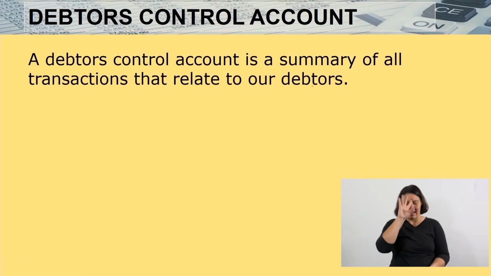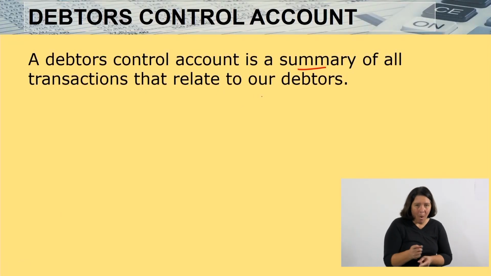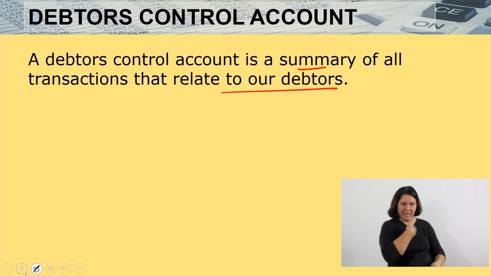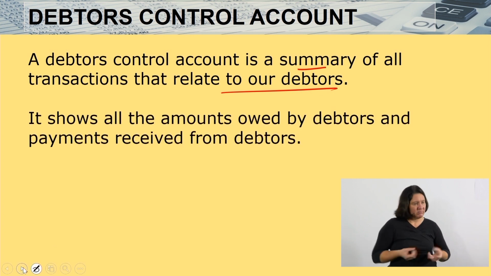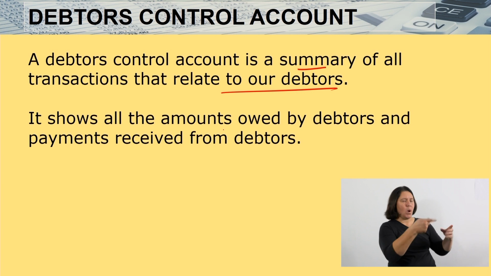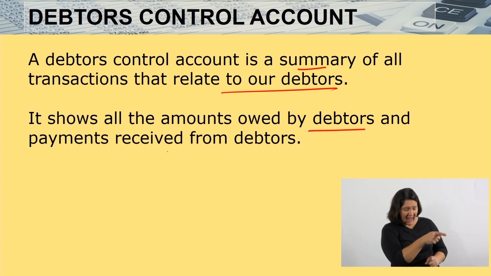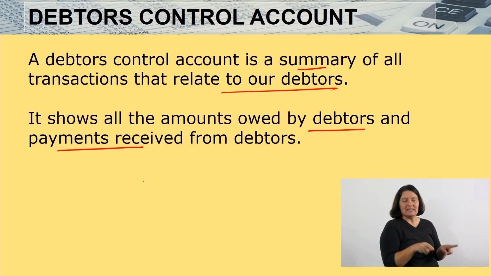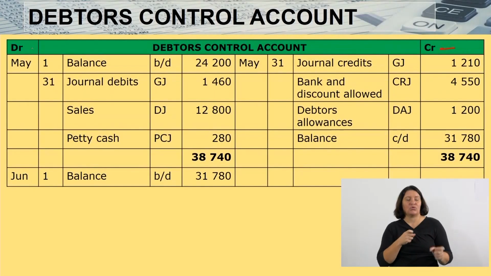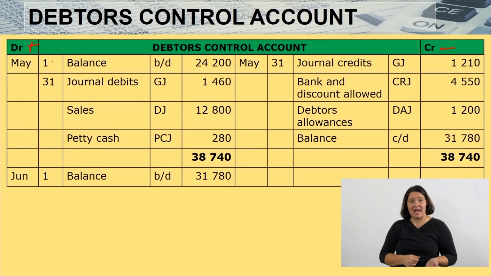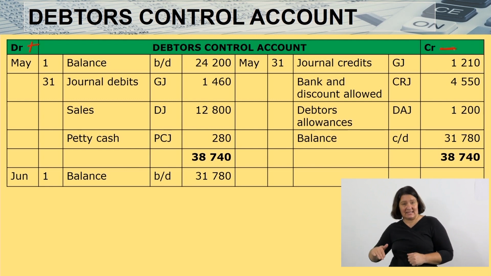It is a summary of all transactions that relate to our debtors, a summary. And this Debtors Control account shows all the amounts that are owed by debtors, as well as the payments that we have received from our debtors. Here is the Debtors Control account. On the debit side, it increases. So you see, I have my plus there. On the credit side, it decreases. There is my minus.